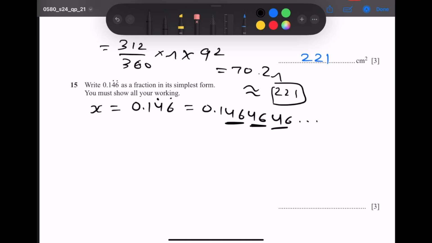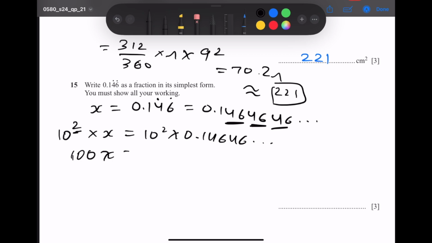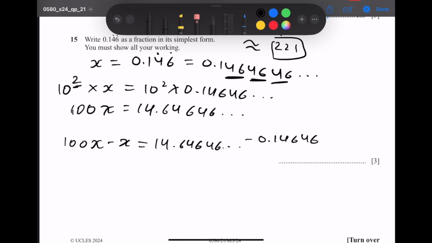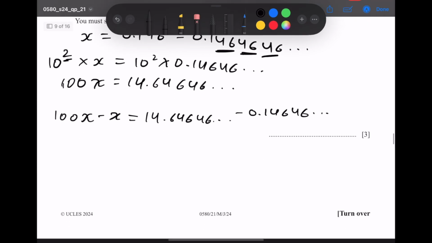So since there are two recurrent digits, we have to use 10 squared times x, which is equal to 10 squared times 0.14646 and so forth. So 100x is equal to 14.64646 and so forth. So now that we have x and 100x, we can subtract 100x minus x, which is equal to 14.64646 recurring minus 0.14646 recurring.